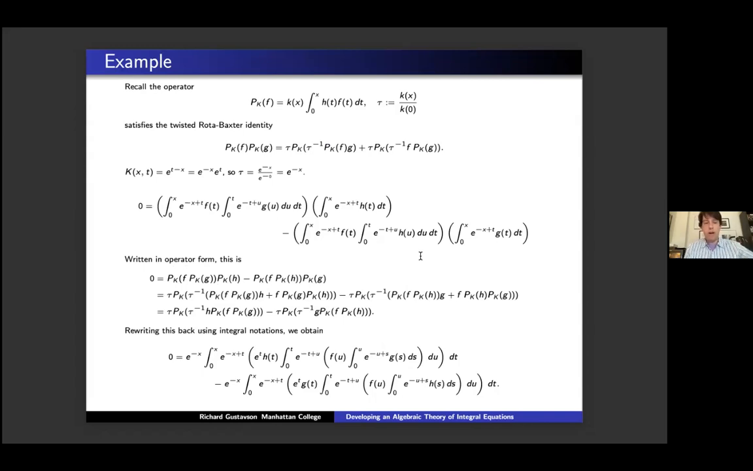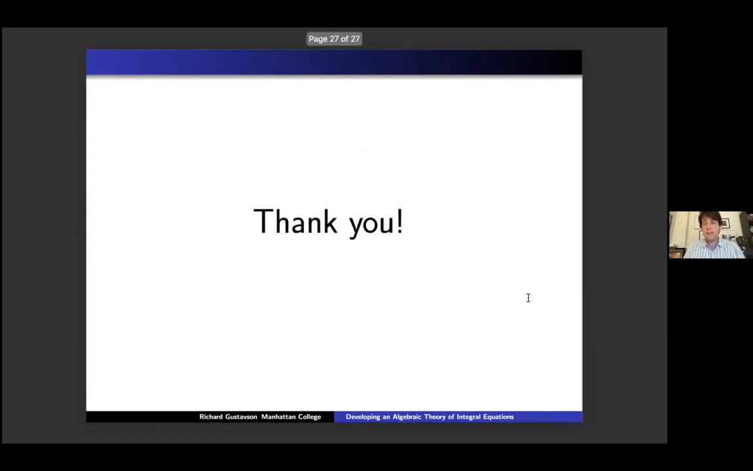And we perform our twisted Rota-Baxter identity enough times, and we end up with the following equation here, which no longer contains any products of integrals. It just has iterated integrals. You're iterating more integrals, right? Here we have one iterate. Here we have two iterates. Okay, so while we lose the product, we gain iterates in our integrals. Okay, so that's it. Thank you very much.